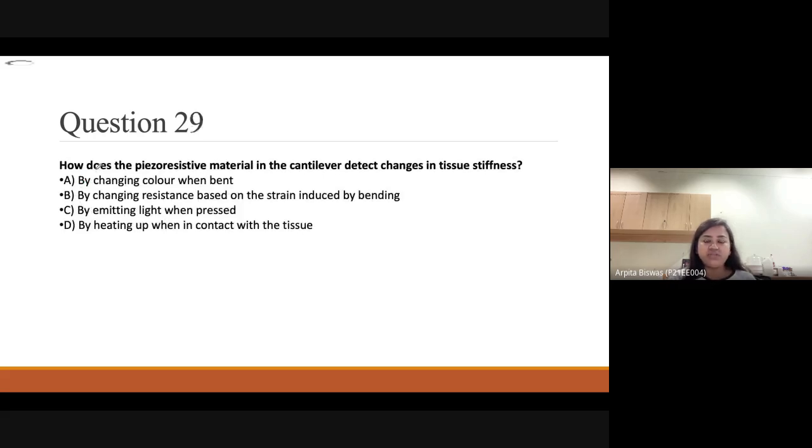How does the piezoresistive material in the cantilever detect the changes in tissue stiffness? First option is by changing the color when bent. Second option is by changing the resistance based on the strain induced by bending. The third option is by emitting the light when pressed. And the fourth option is by heating up when in contact with the tissue. Please go through the question carefully and try to solve the question.